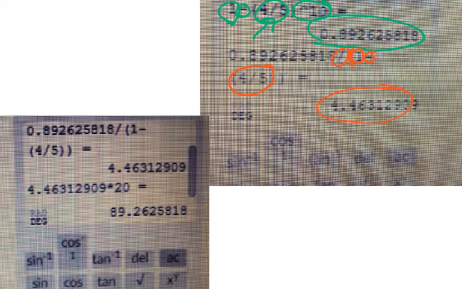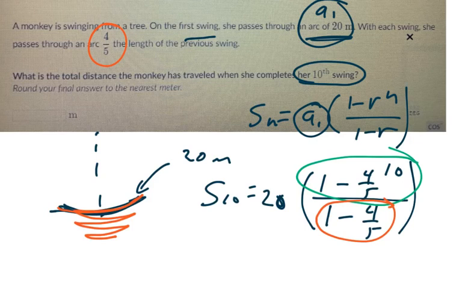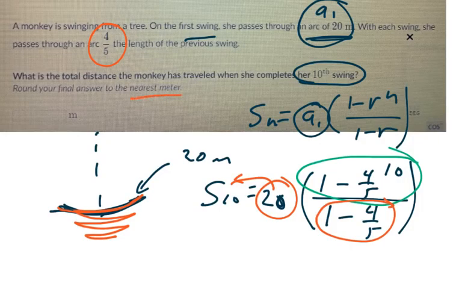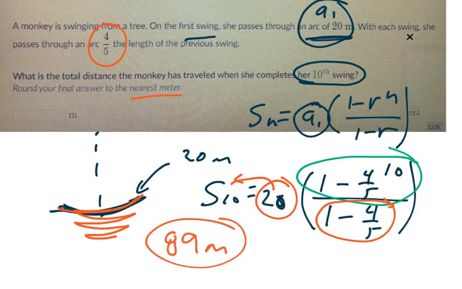And I get this multiplier number. Now what? Well, we just need to times it by 20, and we'll get the sum after 10 swings. So notice right here, guys, I took that answer times 20. Rounding that off, I would say it's 89. They want the nearest meter, so the answer is 89 meters.